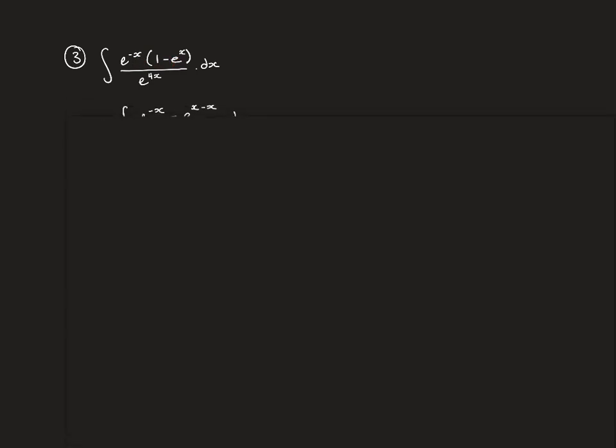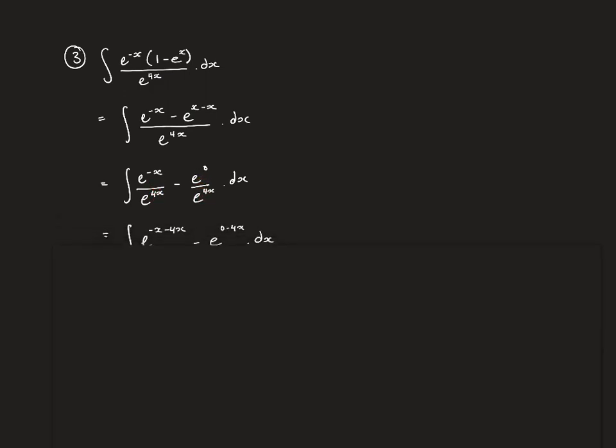Let's do it step by step. Let's expand out the numerator, and then split it into two separate fractions, both over e to the power of x to the 4. Now, from here, we can simplify those two fractions using our index laws. So let's go ahead and do that.